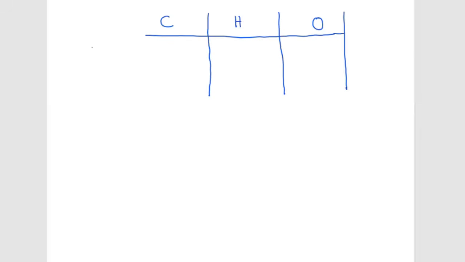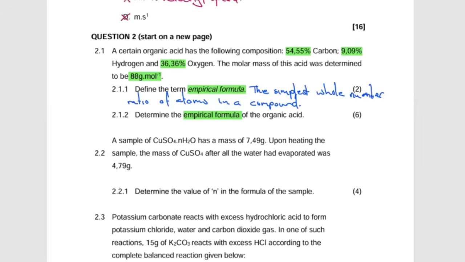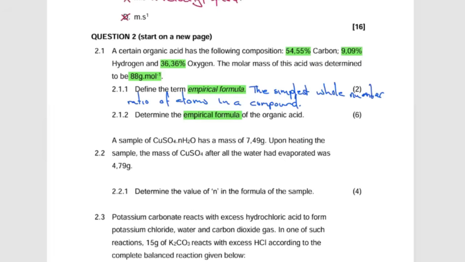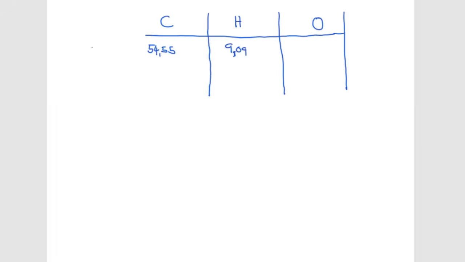So there I'm going to say 54.55, right? And then the one for hydrogen is given as 9.09. So for hydrogen it is going to be 9.09. And then the last one, for oxygen, we were given as 36.36%, right? So it's going to be 36.36, like that. So this is what we're having here.